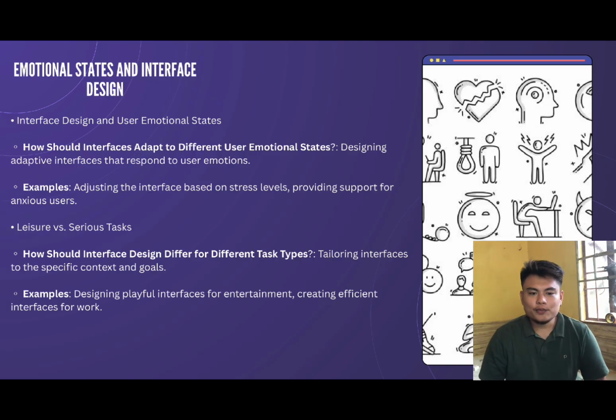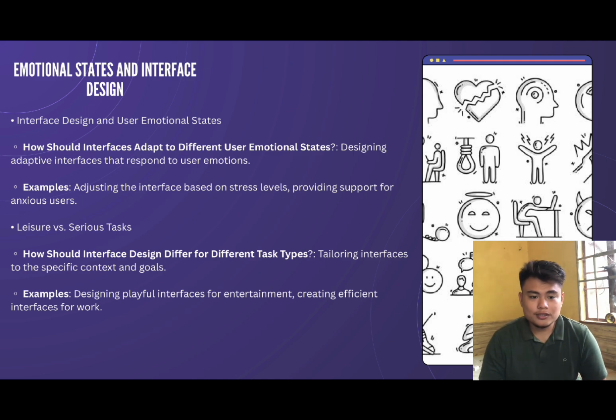How should interfaces adapt to different user emotional states? Designing adaptive interfaces that respond to user emotions. So, adapting to emotions: interfaces should recognize or anticipate emotional states like stress, frustration, or anxiety, and adjust accordingly. This can be done through biometric sensors and user behavior patterns. For example, adjusting the interface based on stress level and providing support for anxious users.